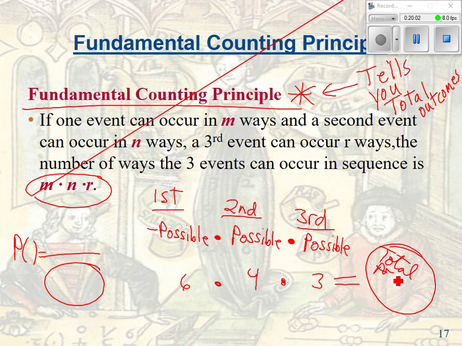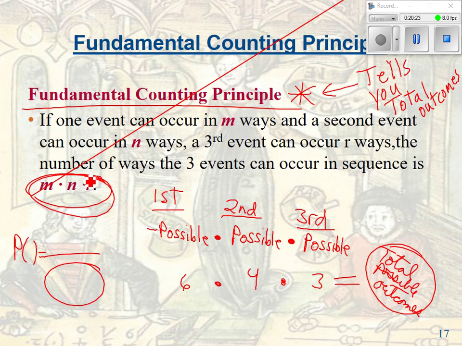Total possible outcomes. Very important, because you don't want to have to draw a tree diagram for a lot of these things, because it's too much. And that's all this says.